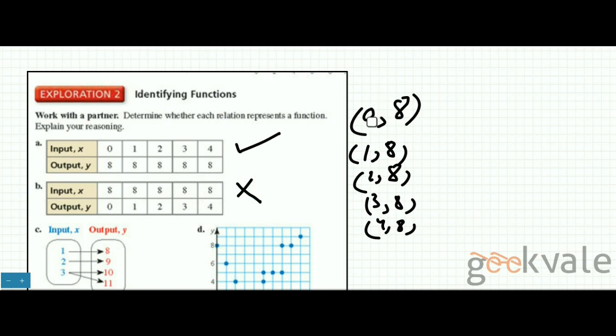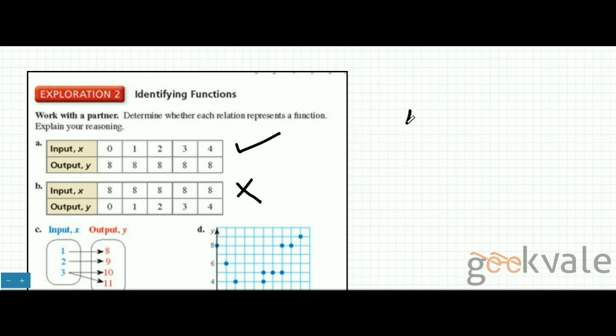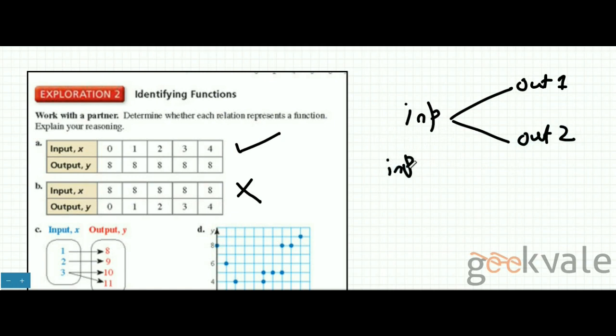Alright, so we can say, in other words, that if one input maps to two outputs, output 1 and output 2, then in this case we will get ordered pairs like input comma output 1 and input comma output 2. See, the input will be repeated. So we can say, in other words, one input cannot map to two outputs if the relation is to be a function. Or in other words, we can say this cannot be called a function.